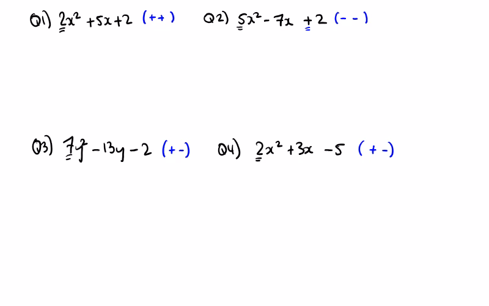Okay, what are we doing? We're multiplying our 2 by 2. 2 by 2 is 4. Can you see how we're going to get the 5x?